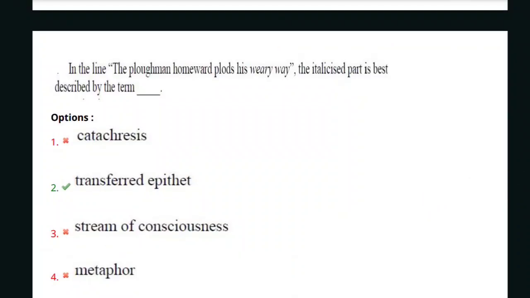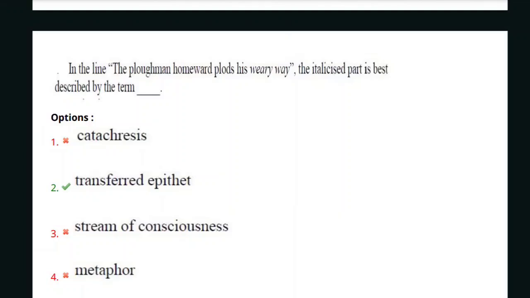Here the question is on figures of speech. In the line, "The plowman homeward plods in weary way," the italicized part is best described by the term... Here the phrase "weary way" is a transferred epithet. It is not catharsis, it is not stream of consciousness, and it is not a metaphor. The phrase in italics is "weary way," and the answer here is transferred epithet.